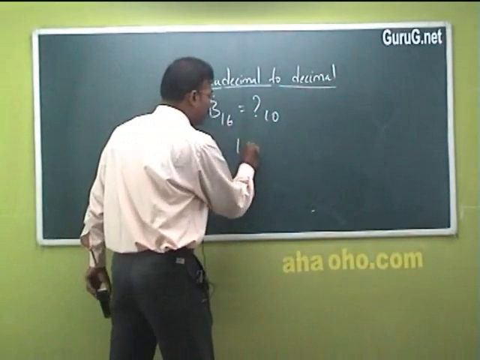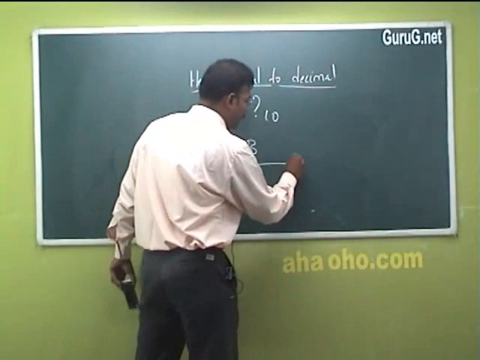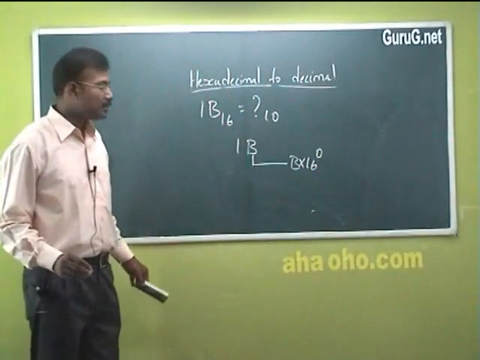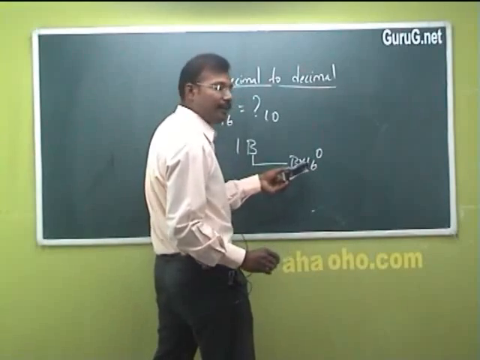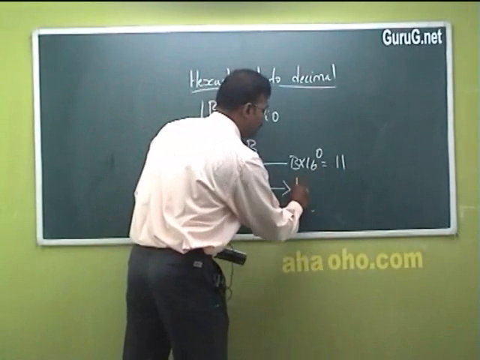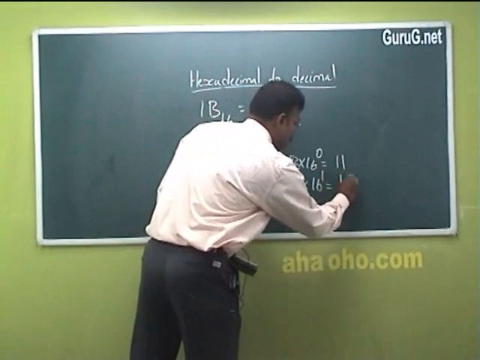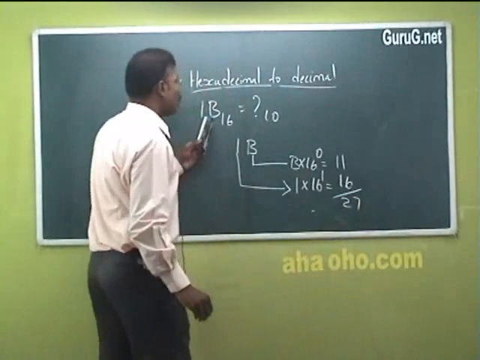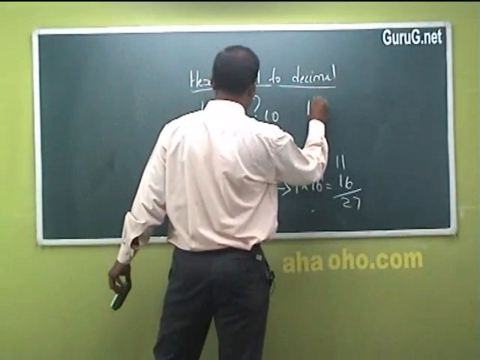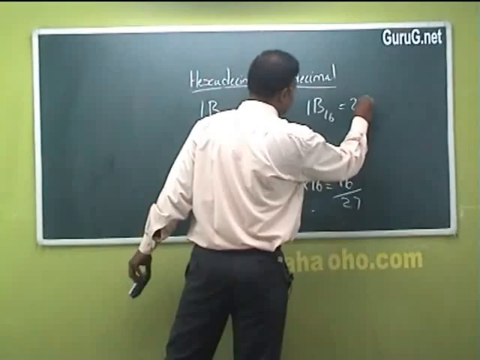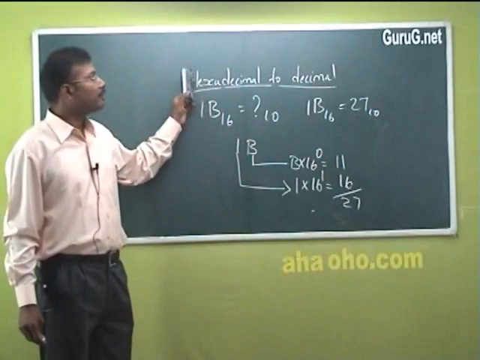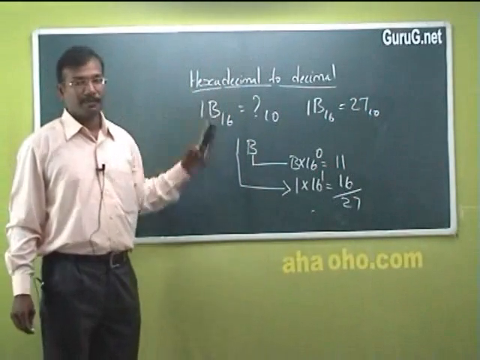But when we consider the conversion, it should be like this. B should be taken like this: B into 16 power 0. And the equivalent of B is 11. So what you need to do? You need to write 11, and after that you need to do this particular operation in the previous manner. So the value will be 27. So 1b in hexadecimal is equivalent to 27 in decimal. So this is how you need to do the conversion. That is all the reverse process from different number representations to decimal representation.